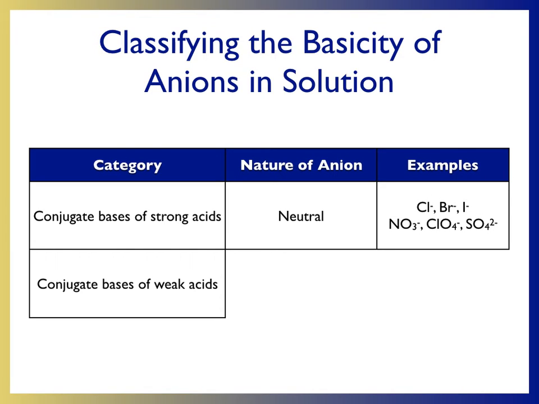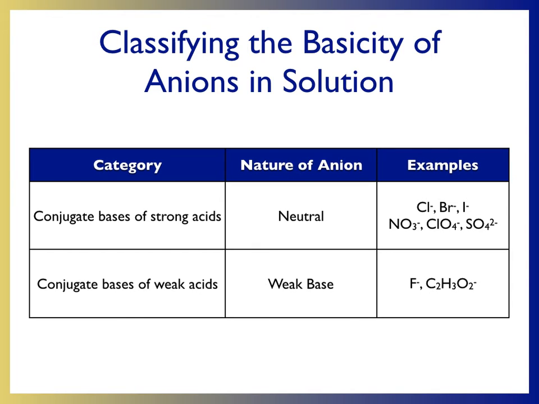The second category of anions are anions that are conjugate bases of weak acids. These anions tend to be weakly basic. For example, the fluoride ion is the conjugate base of the acid hydrofluoric acid. Since hydrofluoric acid is a weak acid, then fluoride is considered to be a weak base. The same thing goes with the acetate ion. Since acetic acid, its conjugate acid, is a weak acid, then the acetate ion is expected to be a weak base.